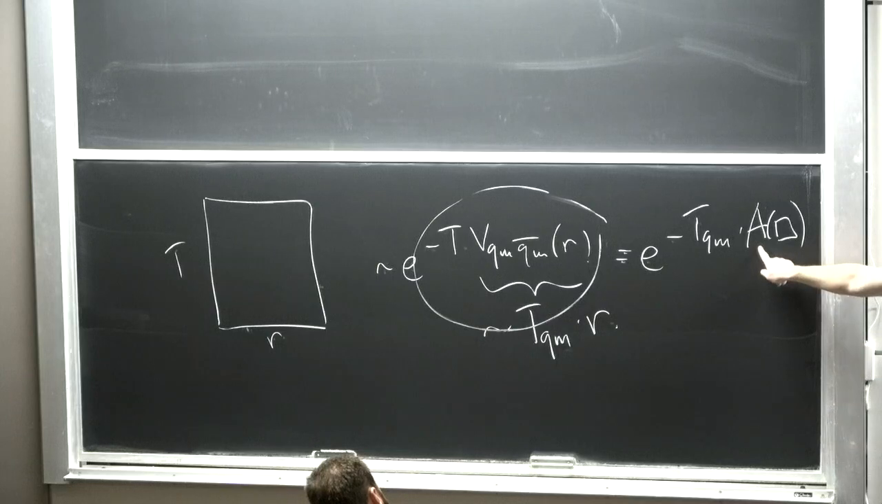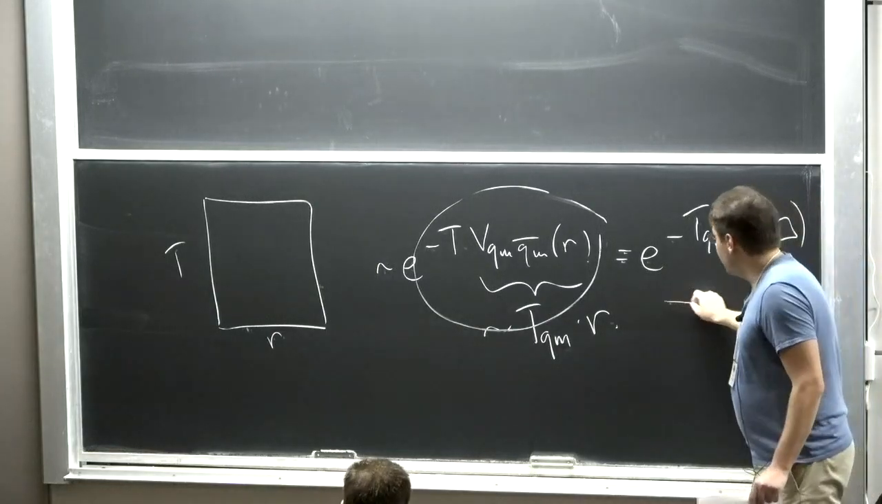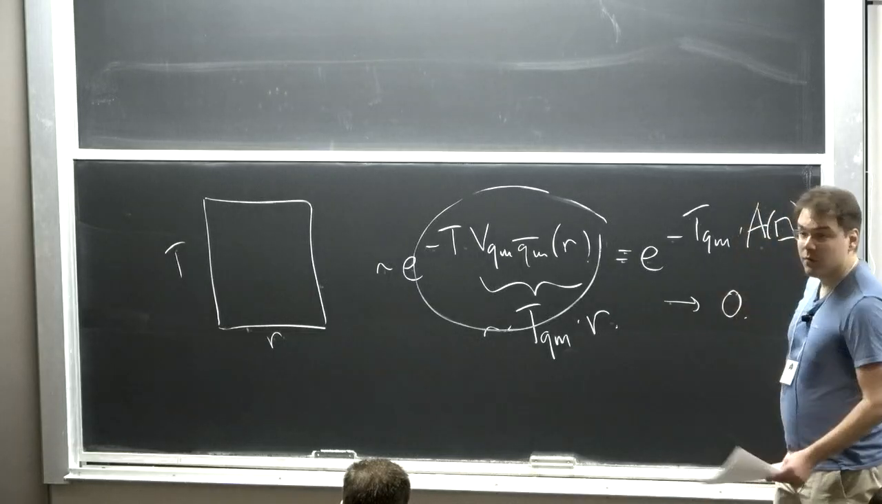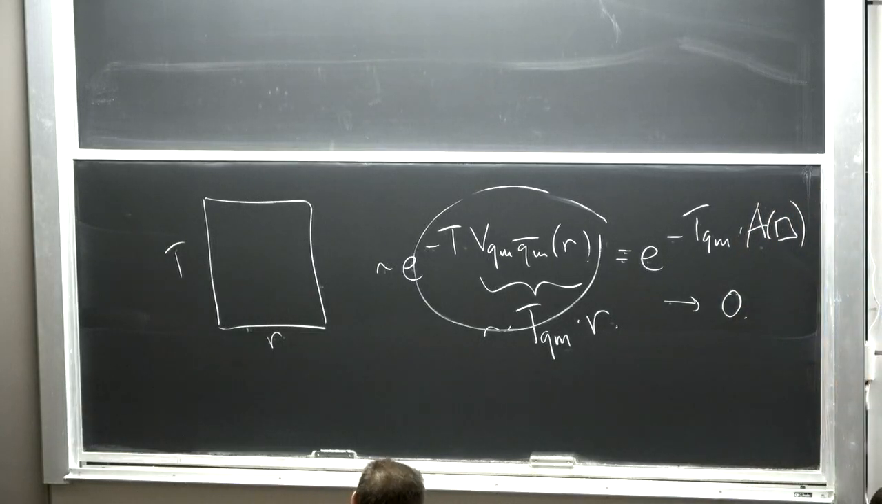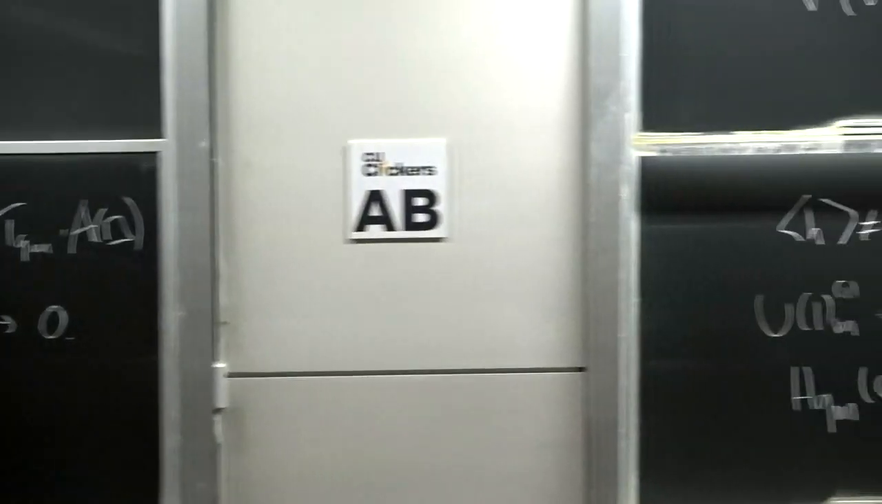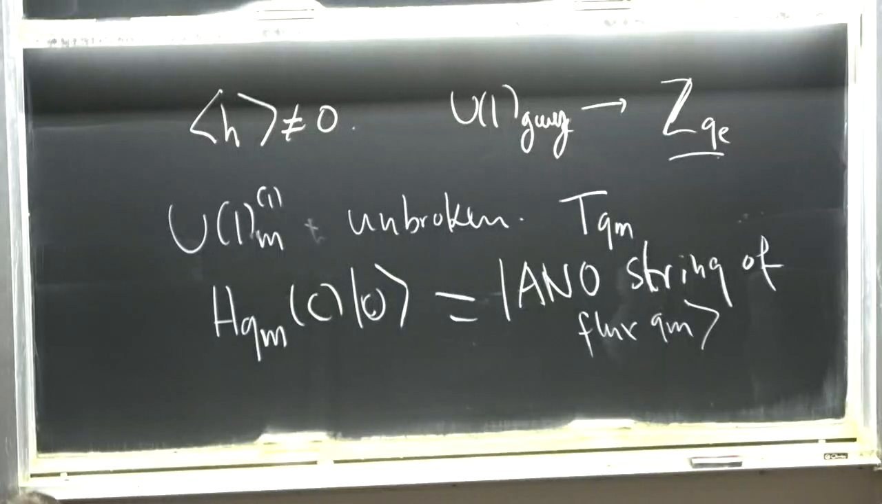And because this area term decays much more rapidly than the perimeter term, at infinity the expectation values of the loop all go to 0, and that's in accordance with the statement that the U(1) magnetic symmetry is unbroken in this phase. So unbroken U(1) magnetic is a good characterization of a Higgs phase. Very good.